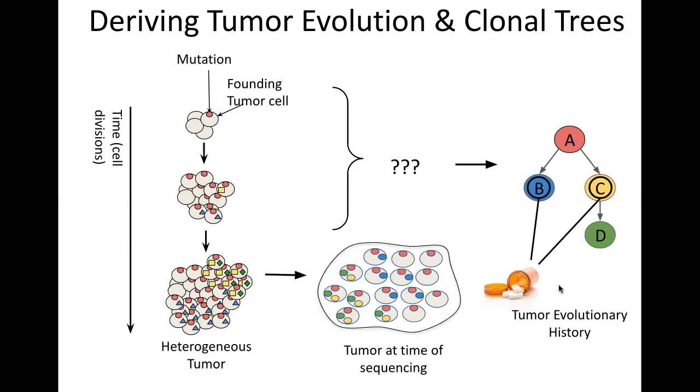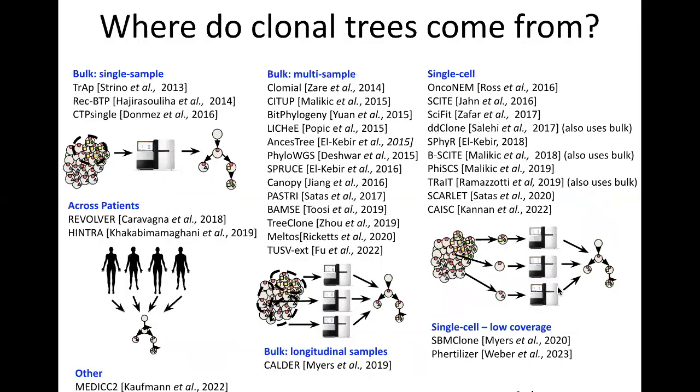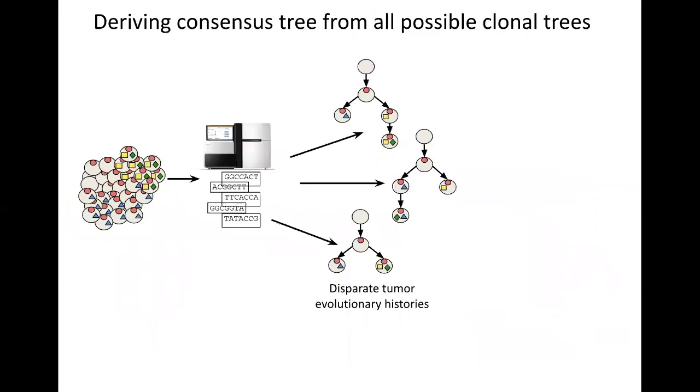There are many different algorithms that have been developed in the last decade to infer such clonal trees. These methods can be designed for different data types, from bulk to single cell, and they all have different algorithmic approaches and assumptions. These different methods have different strengths and don't always agree. We need a way to better utilize this broad spectrum of methods, especially when multiple data types are available for individual patients. This leads to the consensus problem we've been working on.